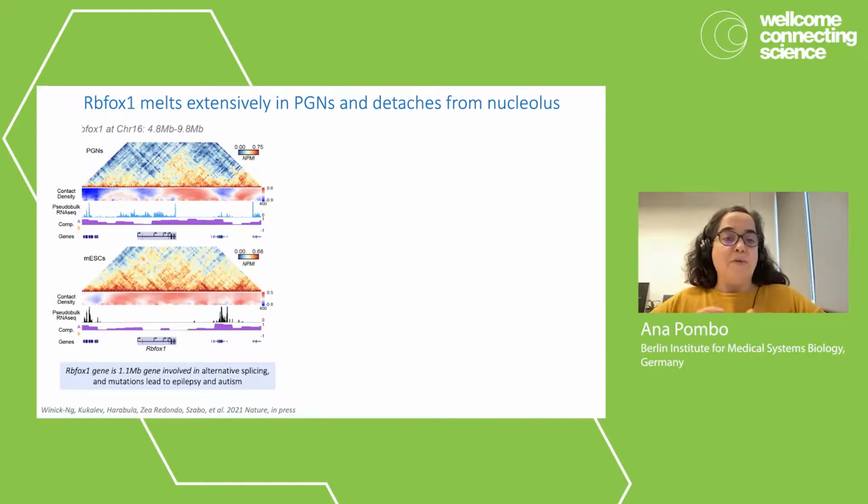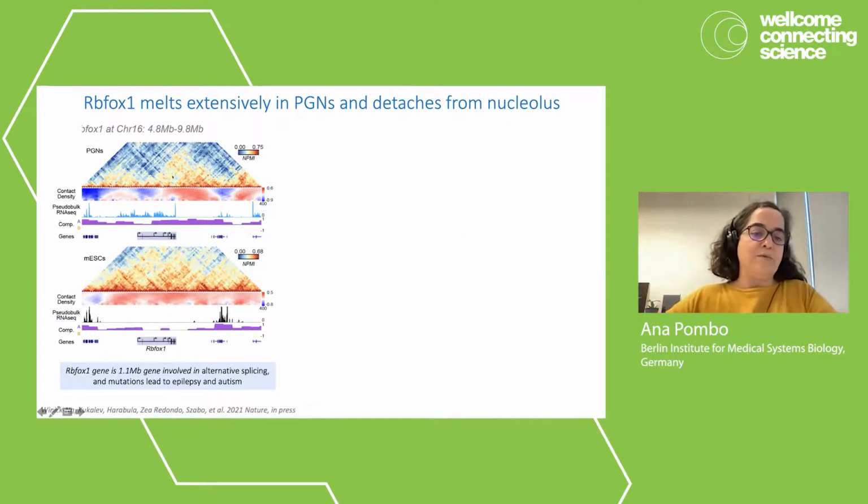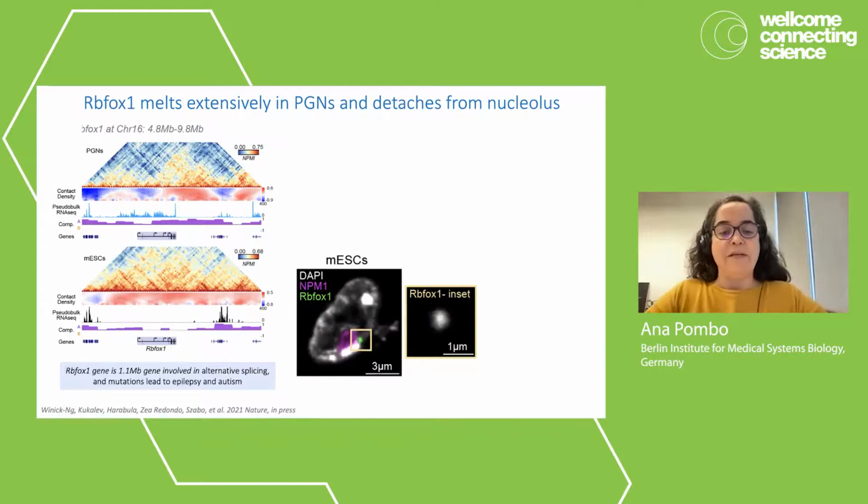Now, we wanted to move from this genome-wide unbiased approach to looking in more detail at events of melting. We started with the RBFOX gene here, which is not expressed in ES cells and is most highly expressed in the PGNs, where we see extensive decondensation throughout the coding region, but particularly at the promoter and upstream regions. And we wanted to look at this with independent methods.